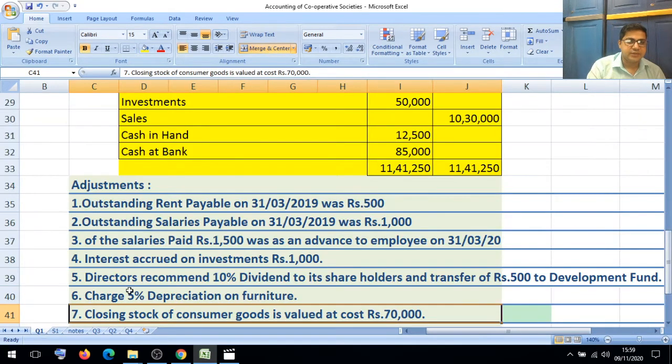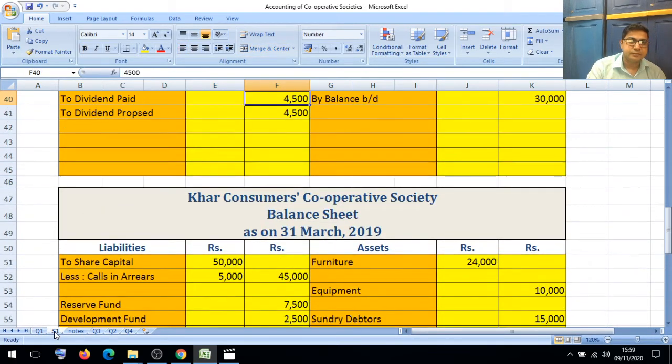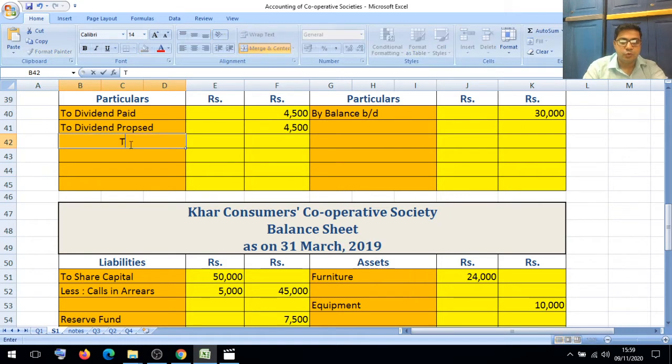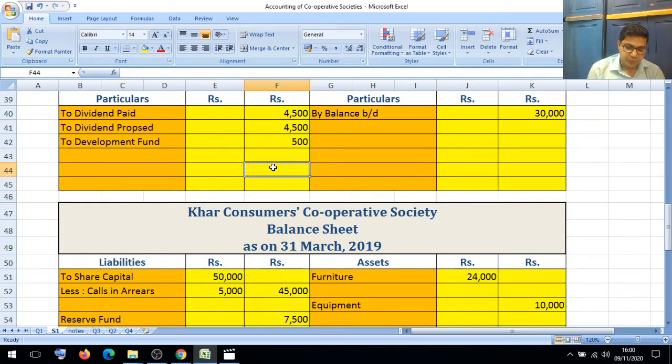After recording this, next adjustment, transfer ₹500 to development fund. The 500 transferred to development fund we have to show in our profit and loss appropriation account debit side, to development fund, and we have to show 500 rupees as a development fund. Now for this particular fund we do not give any other effects, because this fund is a requirement of the cooperative society.